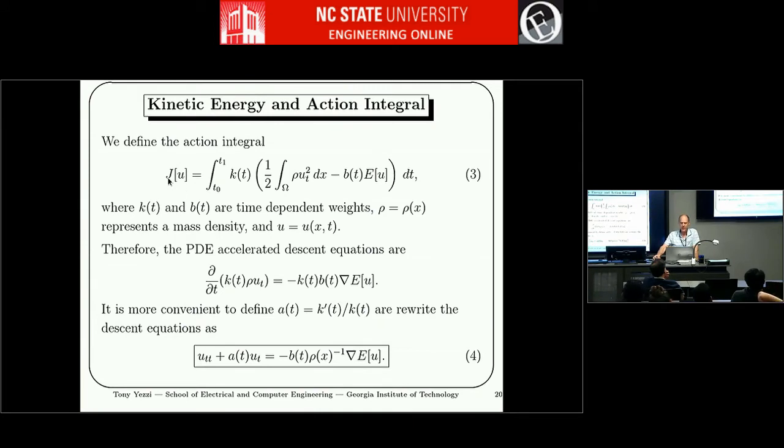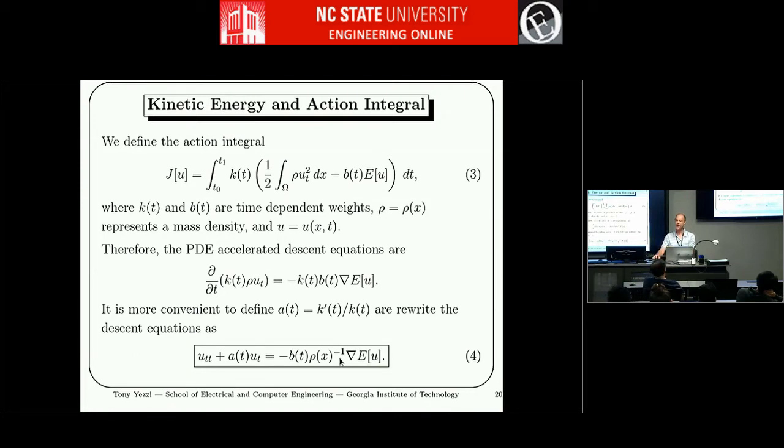That becomes the action integral. Okay, so now you're not going to do a gradient descent anymore. Now you're just going to compute the Euler-Lagrange PDE of this, and you will flow along that. Okay, and so that's what you get here, and that gives you this generic equation 4 at the bottom, that gives you what I'm calling the accelerated descent PDE.